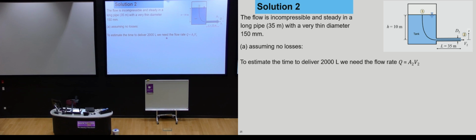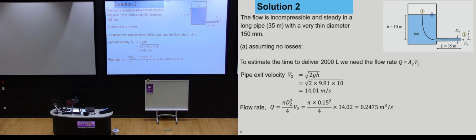So that's Q, which is equal to the area at point 2 times the velocity at point 2. From Bernoulli, from our lossless analysis, we know that the velocity must be equal to the square root of 2gh. We put in the value for h here, which is 10 meters, and we get a velocity of 14.01 meters per second. Our flow rate is equal to the area times the velocity. So that's pi d2 squared upon 4 times v2, and we get a flow rate of 0.2475 meters cubed per second.